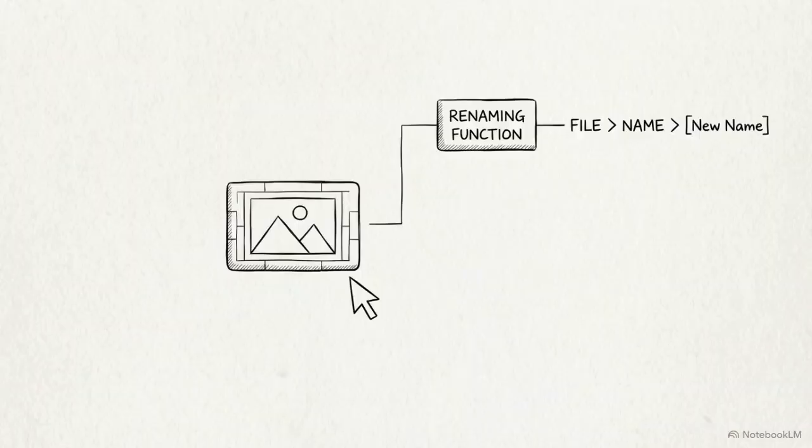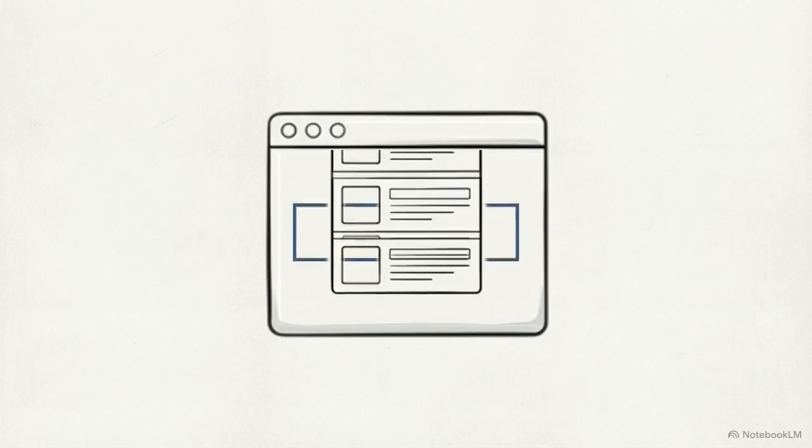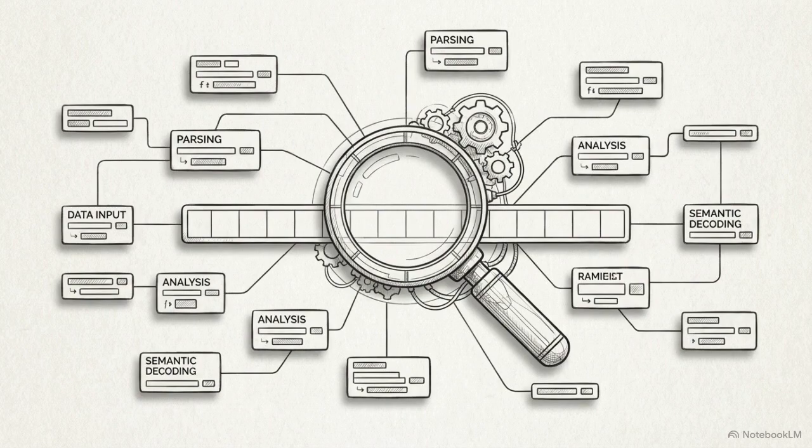Step 2 is renaming the file directly on your computer desktop prior to uploading it to your site. Never, ever upload default camera file names. A name like img_9482.jpg tells a search engine nothing about the image, wasting a primary opportunity for search ranking. Use this formula for a perfect file name.